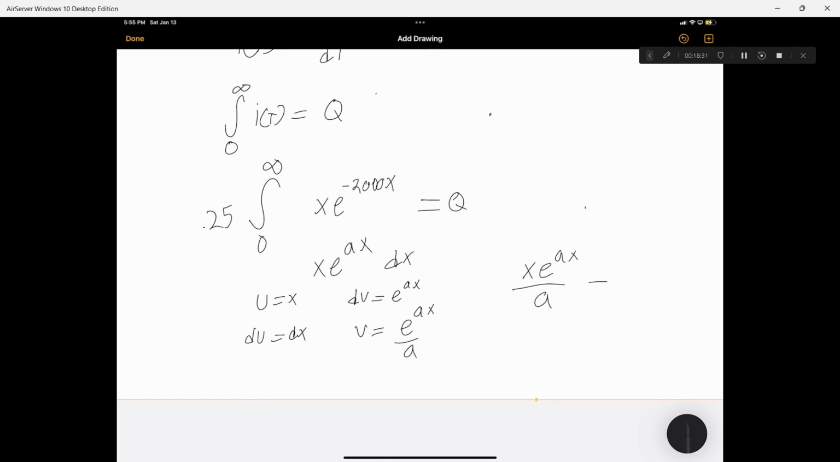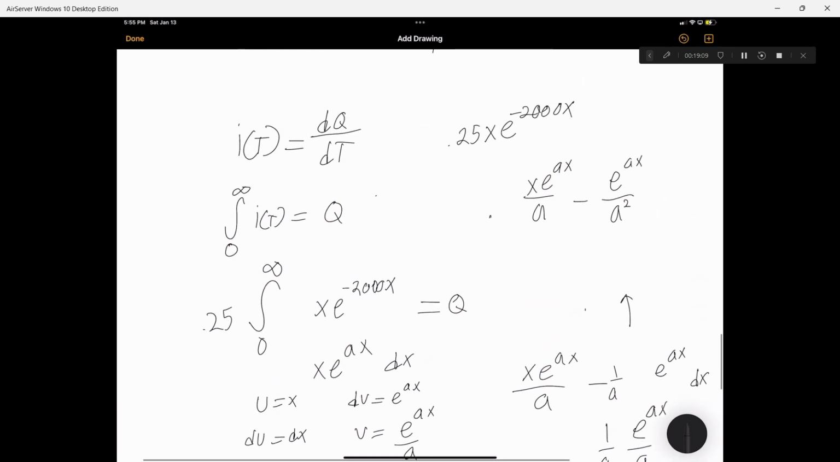minus the integral of e to the ax over a dx. Now we can pull out that 1 over a. And what's the integral of e to the ax? Well, we'll just have e to the ax divided by a, times 1 over a. And we get e to the ax over a squared minus x e to the ax over a.